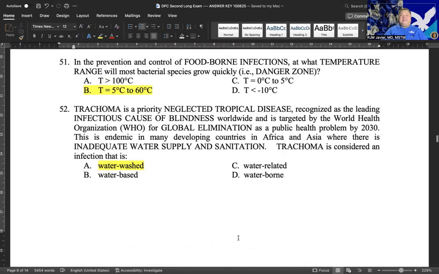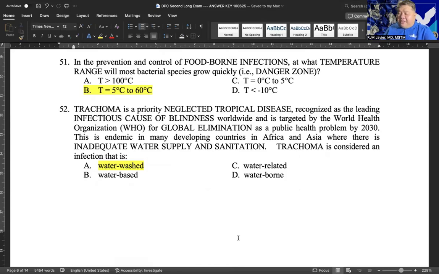Number 51. This is a very favorite question in the physician licensure exam. In the prevention and control of foodborne infections, at what temperature range will most bacterial species grow quickly? Or basically, they're asking, what is the range of the danger zone? And this is about from 5 degrees to 60 degrees centigrade.